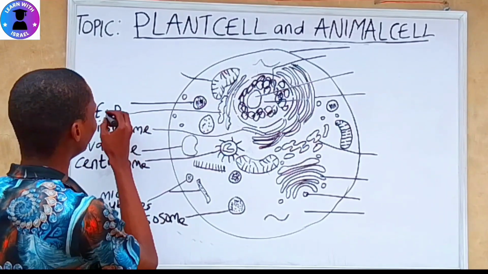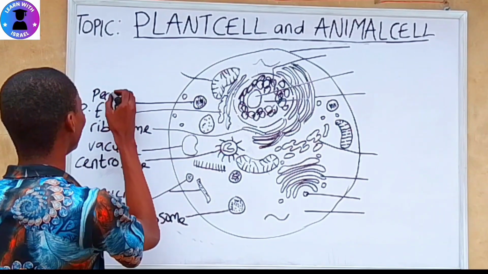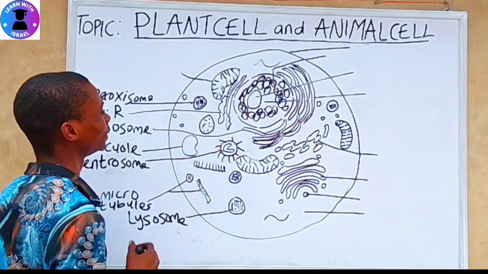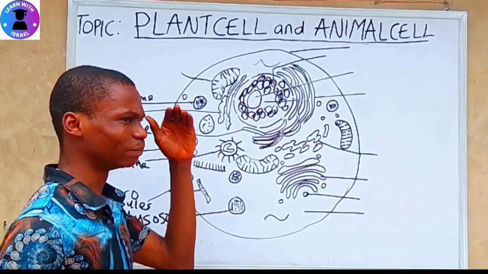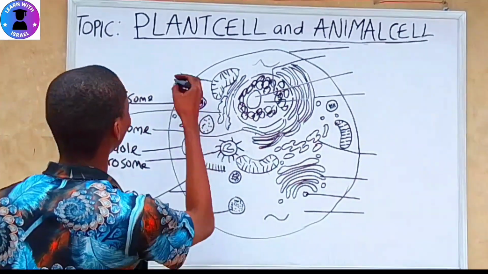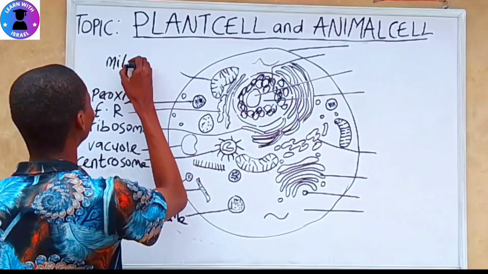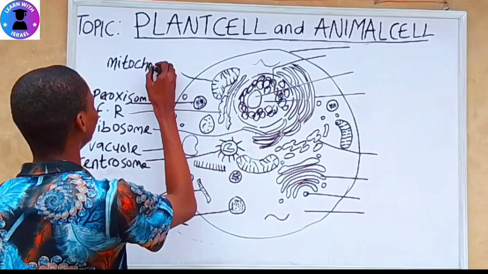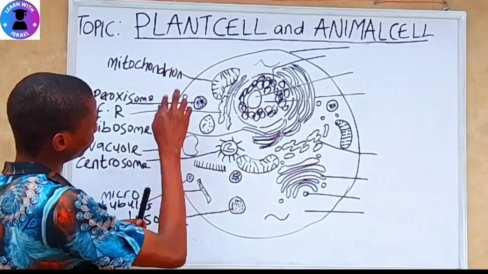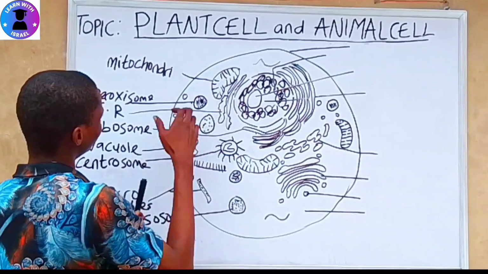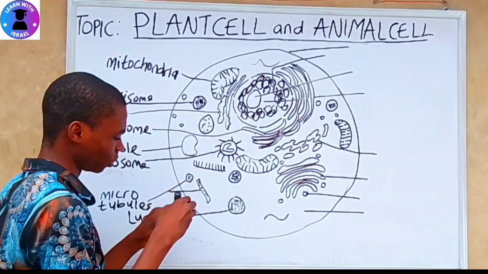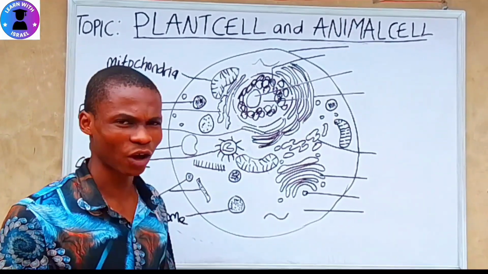And the next one we have the peroxisome. This is the peroxisome right here. The peroxisome breaks down lipid. Peroxisome breaks down fatty acid. And the next one is mitochondria. And the function of mitochondria is the powerhouse of the cell.